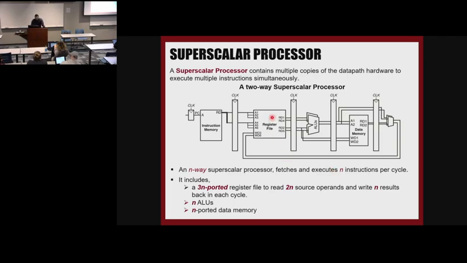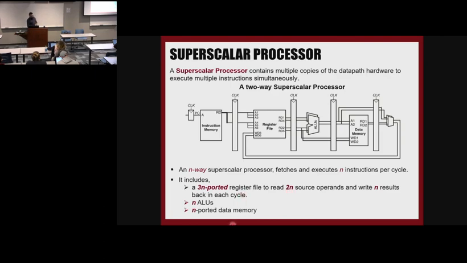Let's just start with the register file. We know that in a scalar processor, the register file has 3 ports. It has 2 ports for reading the registers and 1 port for writing to the register file. We have some ports for addressing, but I'm just talking about the data ports at this point. If you have an n-way superscalar processor, you need to have a 3n-ported register file. 2n of these ports are used for reading registers, and n ports are used for writing to the register file.